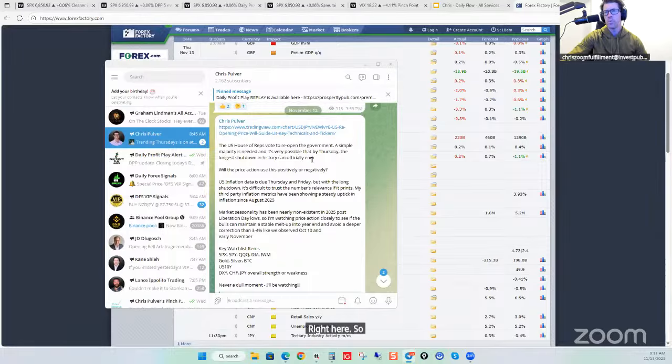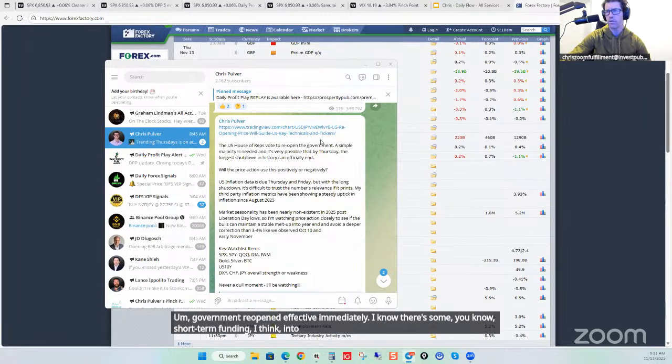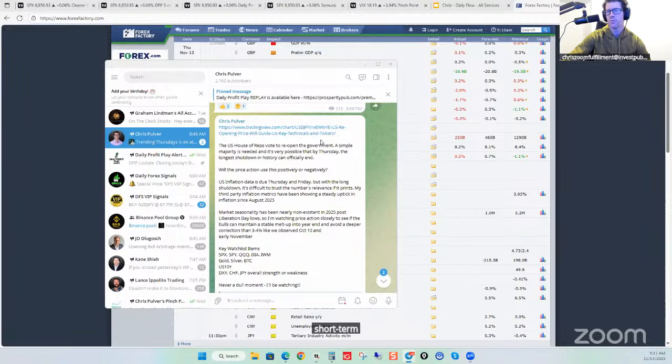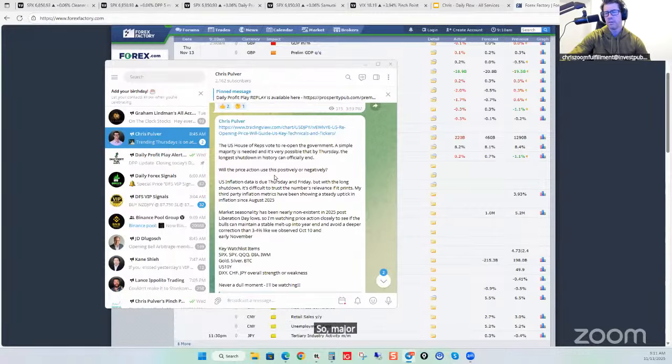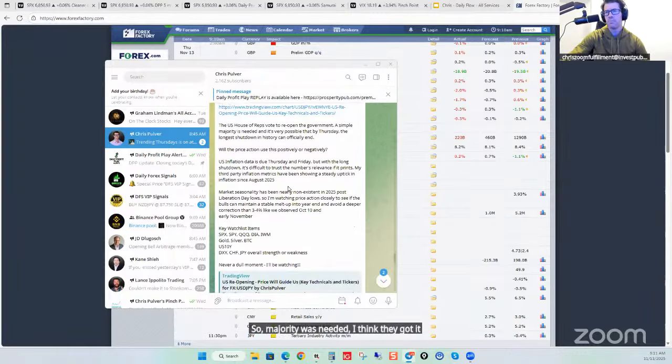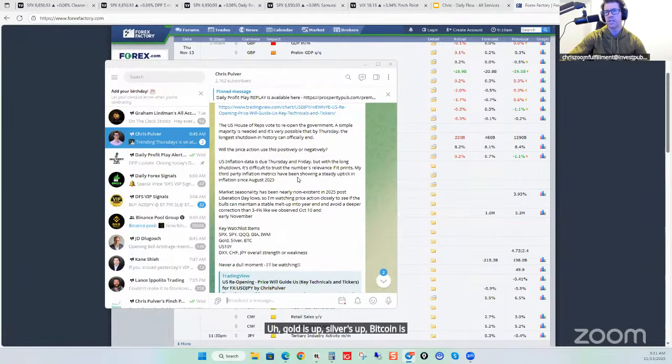So simple majority passed. Government reopened effective immediately. I know there's some short-term funding, I think until like January 30th. Short-term funding for the government. Big thing was healthcare and SNAP benefits. So majority was needed. I think they got it. The government's reopened. See what price does so far, opening negatively with the futures market to the downside. Gold is up, silver's up, Bitcoin is up as well slightly.